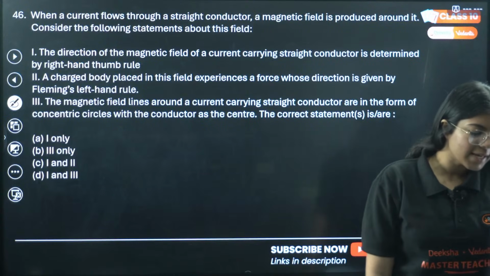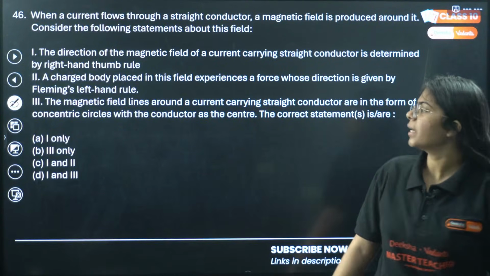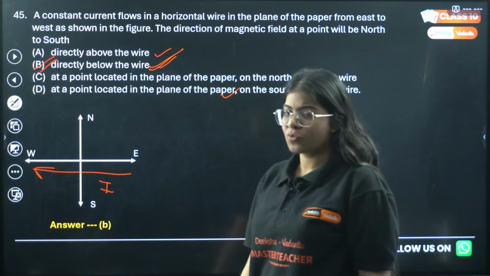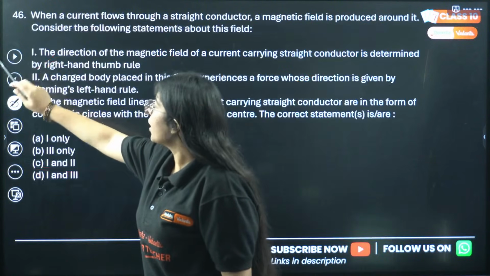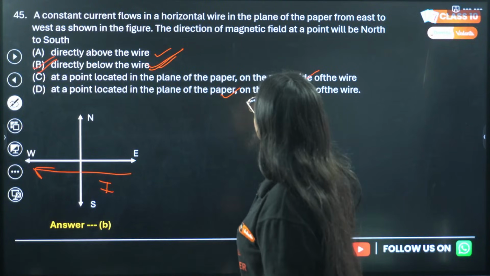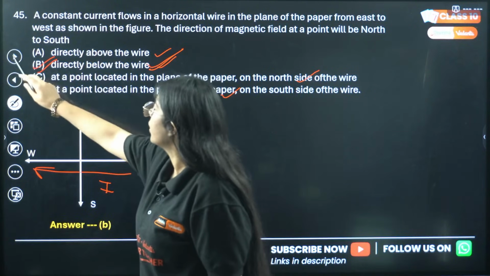No. Upwards or into the page will not be the same in this question. Upward will probably be towards north. What are the answers given? At a point located in the plane of paper on the north side of the wire.